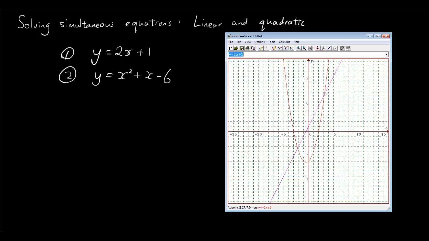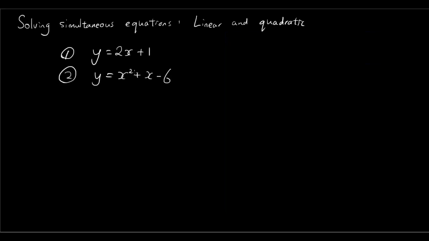So as you can see, when I have them plotted on the graph, it's quite hard to estimate the exact point at which they intersect. But by doing an algebraic method, we can pinpoint the intersection points accurately.